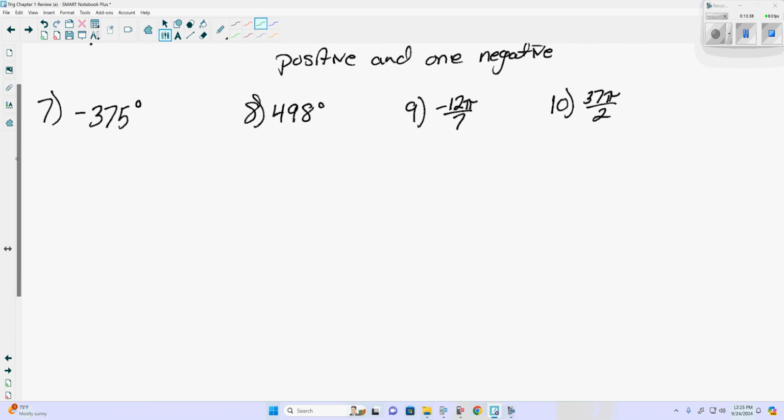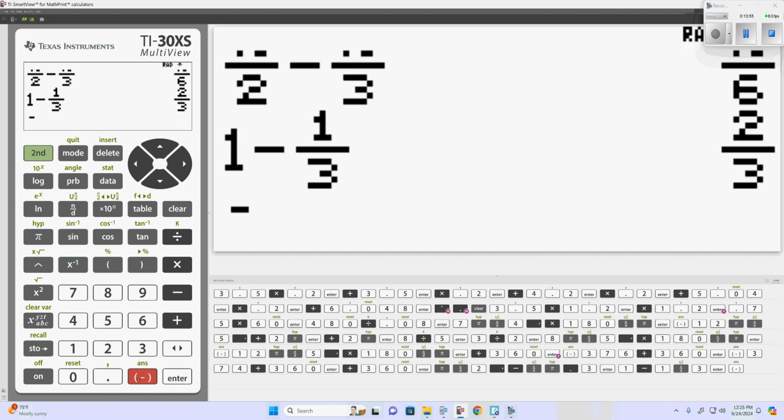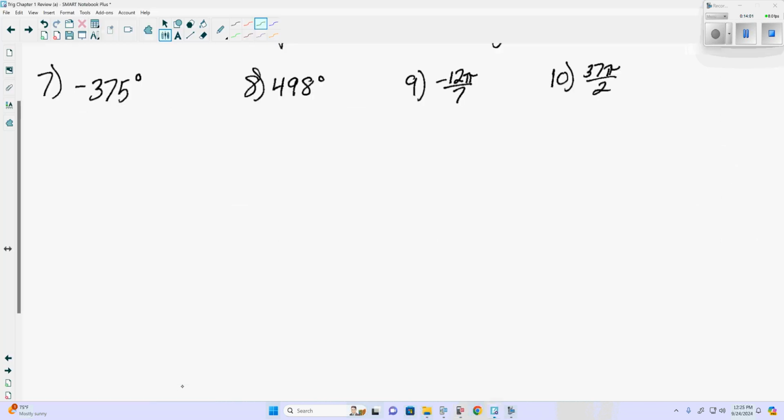Give 2 coterminal angles, one positive, one negative. Let's do 7 or 8. Which one do you all want to look at? Let's do 7. So we need one positive, one negative, yes? It's already negative. So let's do -375. I'm going to add 360 to it, and I get -15 degrees. So there's one coterminal angle.